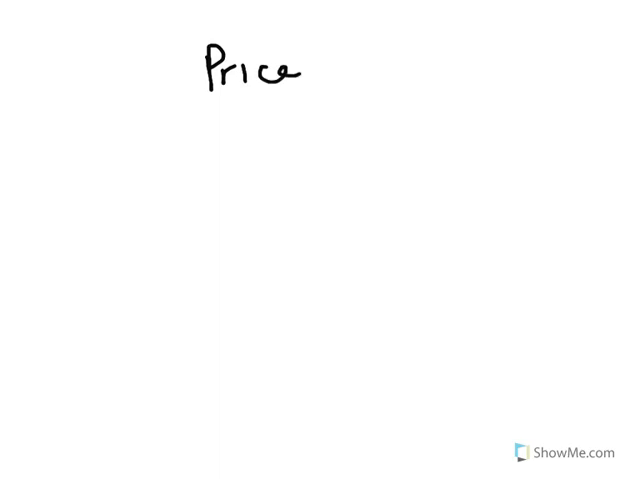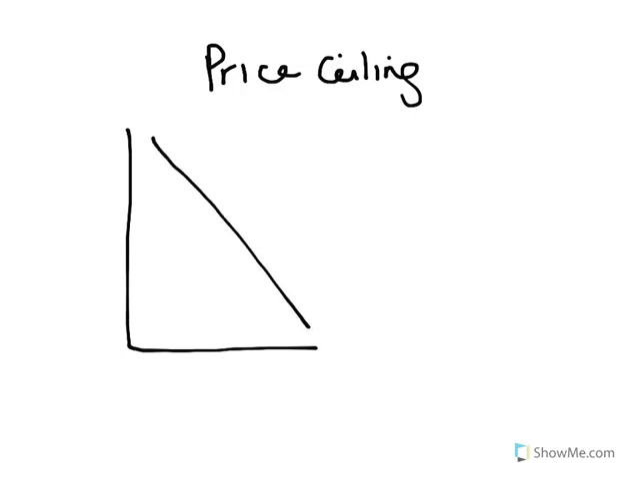The other thing that the government can do to manipulate a market outcome is implement what we call a price ceiling. A price ceiling is going to be the opposite. A price ceiling is going to be a situation where the government does not allow the price of a good to rise above a certain level.